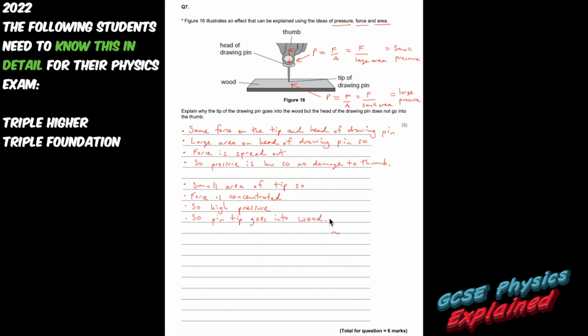Okay, I've seen questions asked like that about why is a camel's foot nice and wide. In this case, it's so it doesn't sink into the sand because it's got a large area and the force gets spread out, so there's a small pressure. So these questions are always the same type of pattern. And the more of these questions you practice, the more you'll realise that.